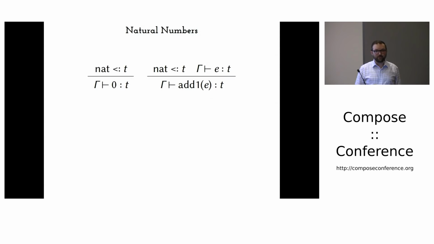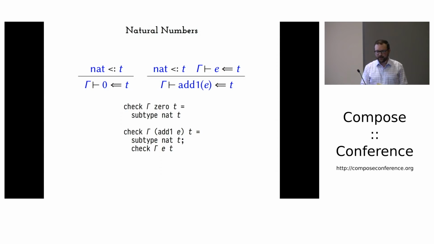Natural numbers. 0 is a natural number, but 0 is also an int. So how are we going to express that? The way we can express that in this case is to say that 0 has any type that is at least as large as nat, is the way to read that rule. And then add1 of E has any type that is also at least as large as nat, assuming that the argument to add1, or the thing that we are embiggening, is that type as well.